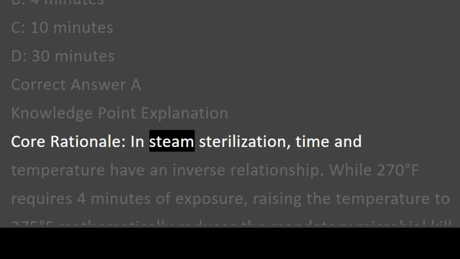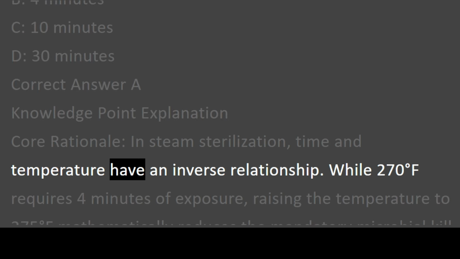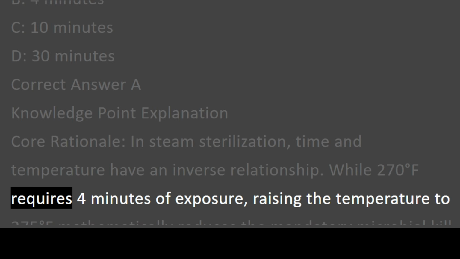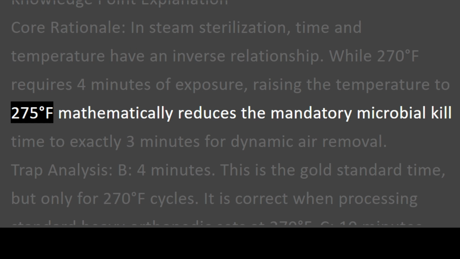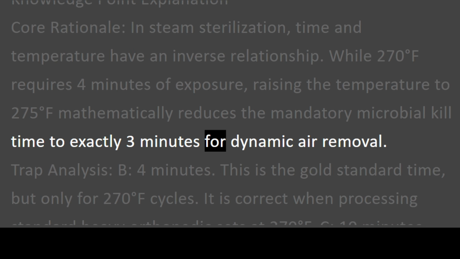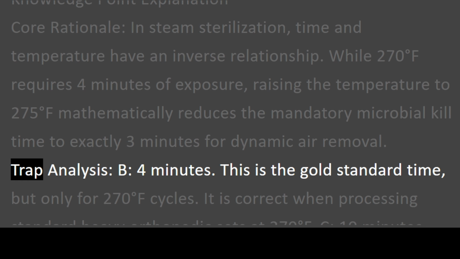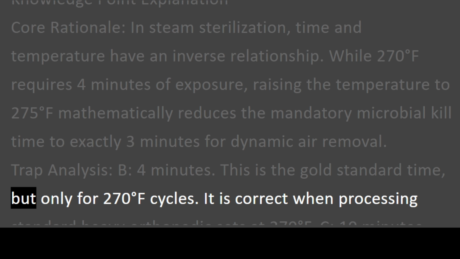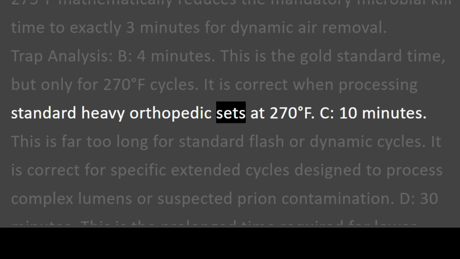Core rationale. In steam sterilization, time and temperature have an inverse relationship. While 270 degrees Fahrenheit requires 4 minutes of exposure, raising the temperature to 275 degrees Fahrenheit mathematically reduces the mandatory microbial kill time to exactly 3 minutes for dynamic air removal. Trap analysis. B. 4 minutes. This is the gold standard time, but only for 270 degrees Fahrenheit cycles. It is correct when processing standard heavy orthopedic sets at 270 degrees Fahrenheit.